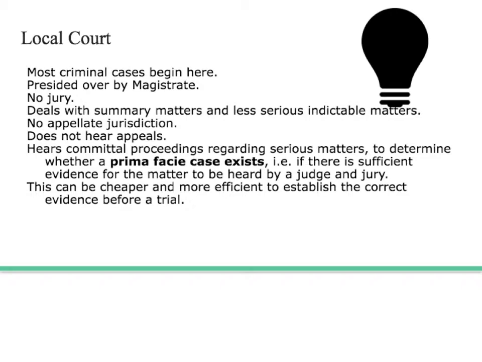And that can be found under the Criminal Procedures Amendment (Indictable Offences) Act of 1995 for New South Wales. Indictable offences are split into three categories: Table 1 offences, Table 2, and strictly indictable offences.